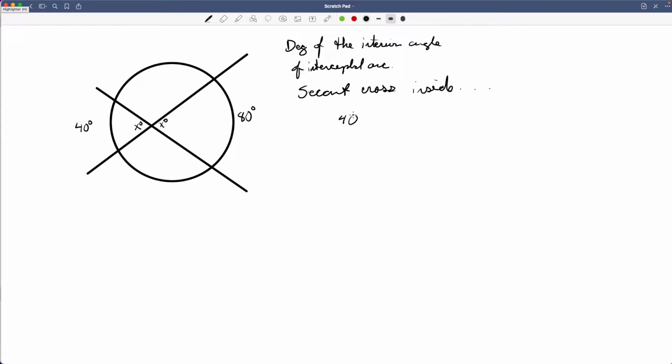So we're going to say 40 plus 80 divided by 2. That's going to be 120 divided by 2. That would be 60. So x would equal 60 degrees because it's this and this added together.